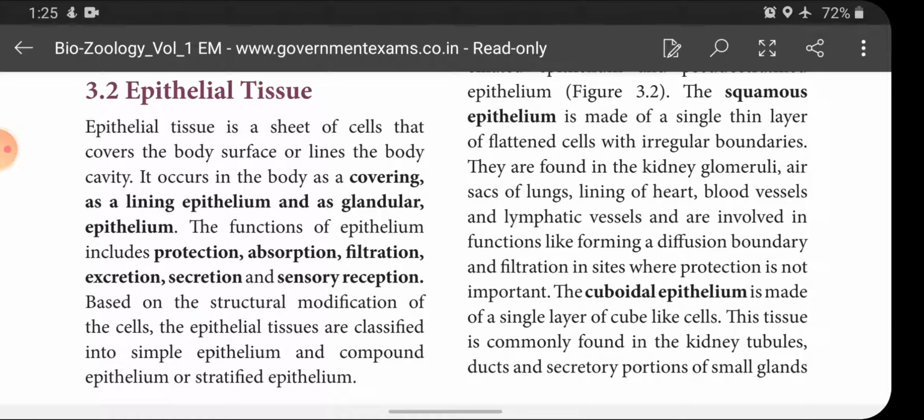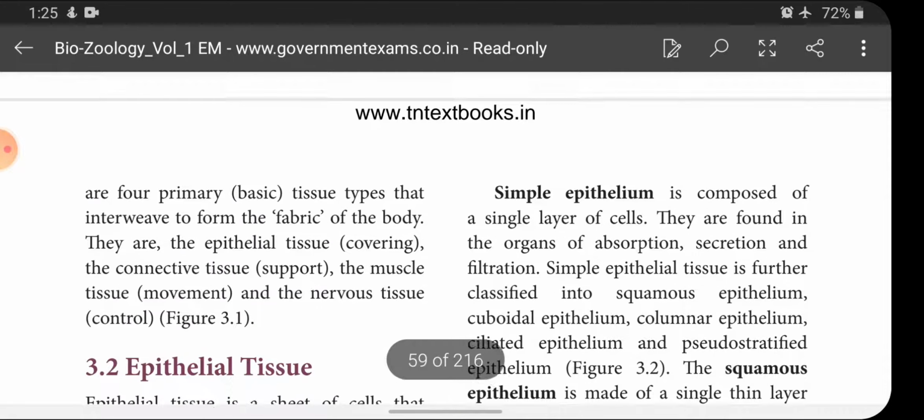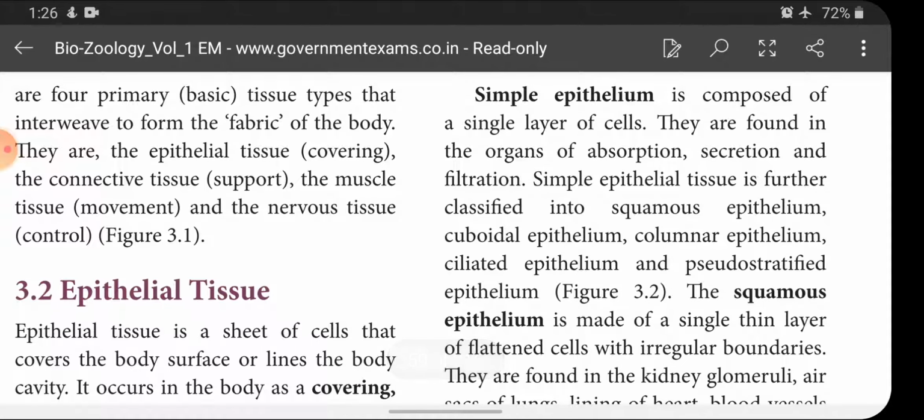Based on the structural modification of the cell, epithelial tissue is of two types. One is simple epithelium, another is compound or stratified epithelium. Let's see the simple epithelium. Simple epithelium is composed of a single layer of cells. They are found in the organs of absorption, secretion and filtration. Simple epithelial tissue is further classified into squamous, cuboidal, columnar, ciliated and pseudostratified epithelium.